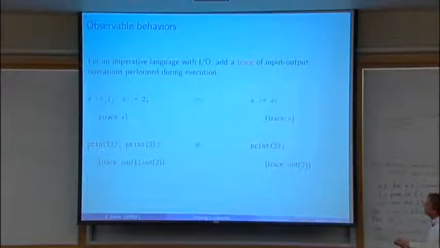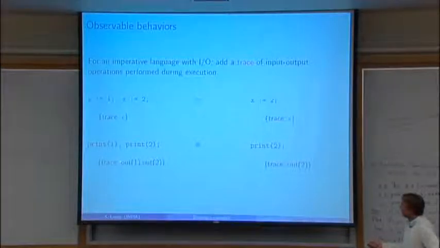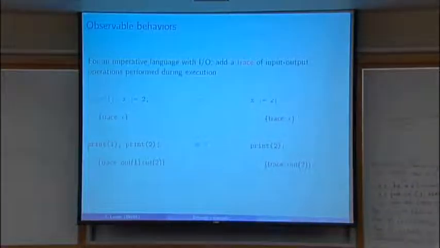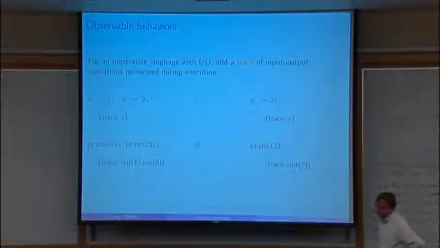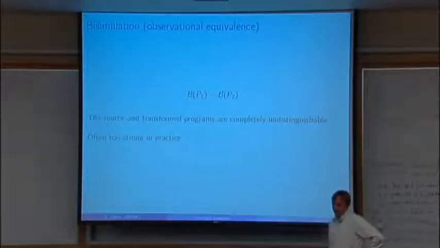But if I print 1 and then 2, this is obviously not semantically equivalent to printing 2, although both programs terminate and in the same final state. So here, basically, I really want to remember that I outputted 1 and then 2. Here, I only outputted 2, and that trace should be part of what I observe.